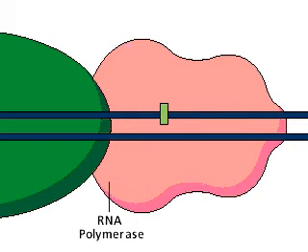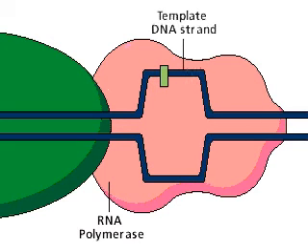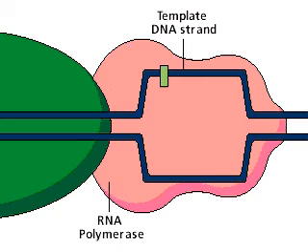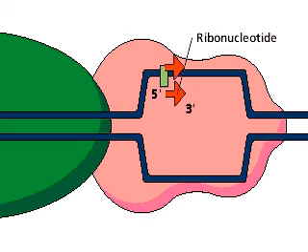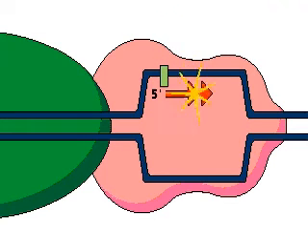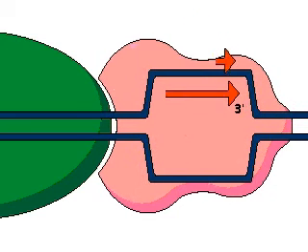RNA polymerase immediately separates the two DNA strands. Only one DNA strand serves as a template for RNA production. RNA polymerase matches free ribonucleotides with their complementary bases on the template DNA strand. The first base will be the 5' end of the new RNA molecule. The RNA strand grows by the addition of new nucleotides to the free 3' end. A short RNA-DNA hybrid is made in the space where the DNA strands are separated.